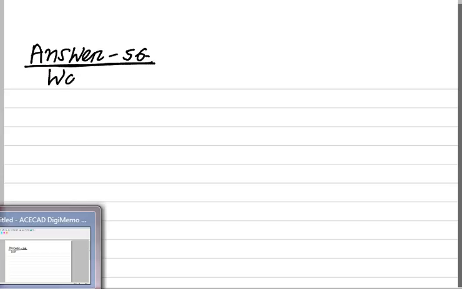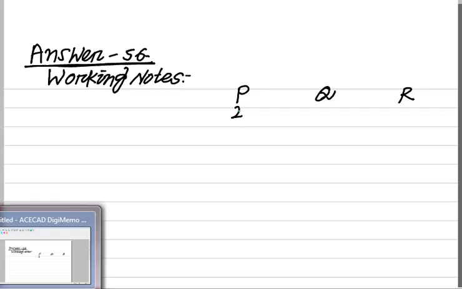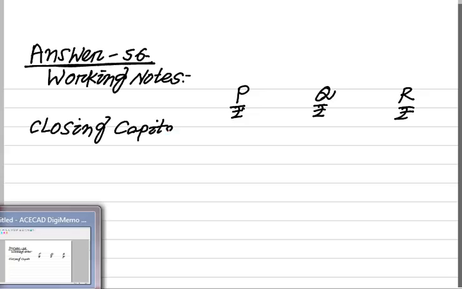Working notes. There are three partners P, Q and R. Here I have told you after division of profits, that means they have given you the closing capital. Closing capitals.